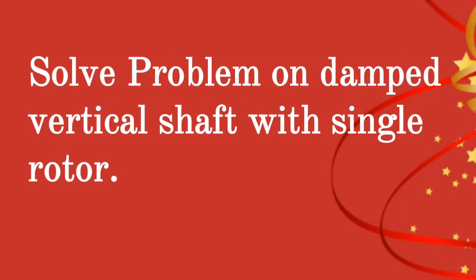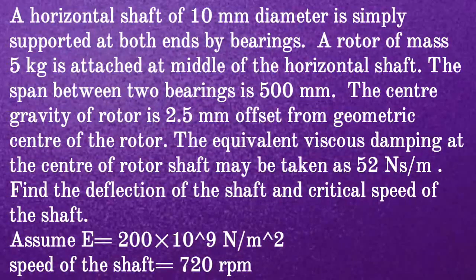Solve one problem on damped vertical shaft with single rotor. Given question: a horizontal shaft of 10 mm diameter is simply supported at both ends by bearings. A rotor of mass 5 kg is attached at the middle of the horizontal shaft. The span between two bearings is 500 mm.